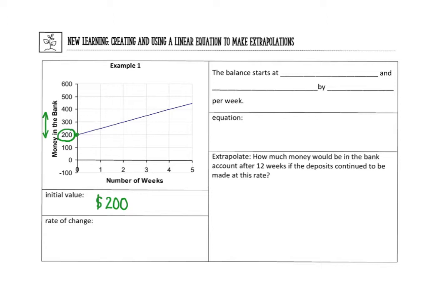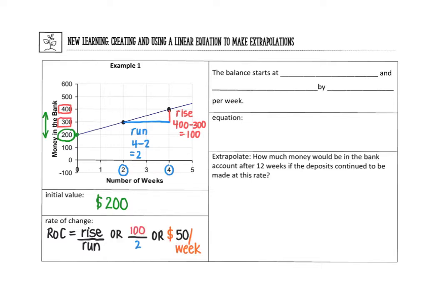The rate of change we can calculate by drawing two known points and creating a rate triangle between these two points. We can use that to find the rise and the run, and then we can use the formula rate of change equals rise over run to figure out the rate of change. Now we can use this information to find the story.